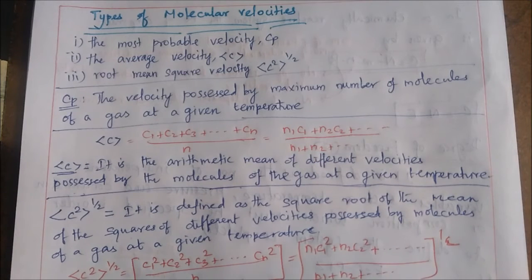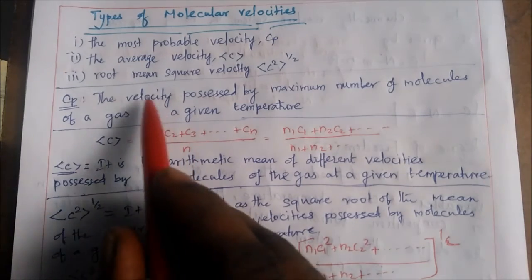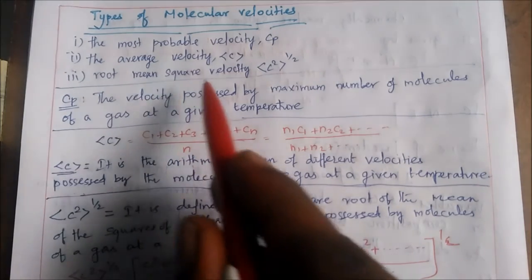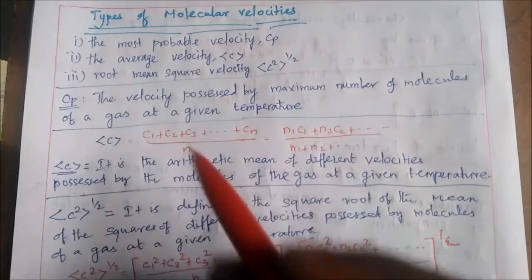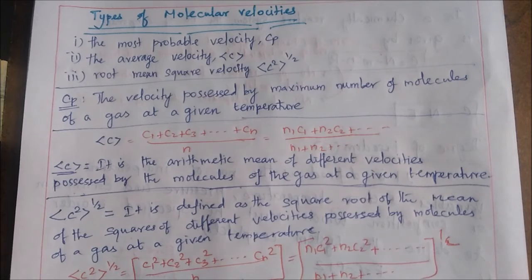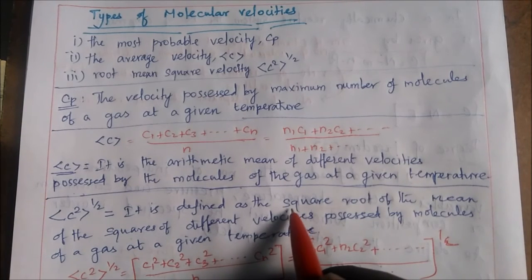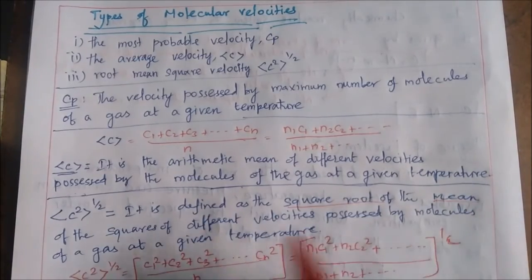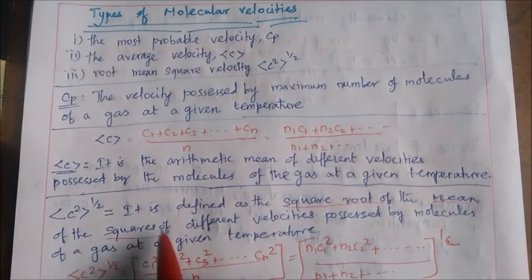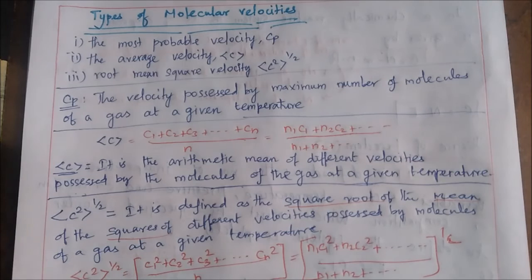So three things should be taken into consideration, as it is present there. RMS, root mean square: we have to take root, we have to take mean, we have to take square. That is what we have given in the definition. Square root of the mean of the squares, three things should be taken into consideration.